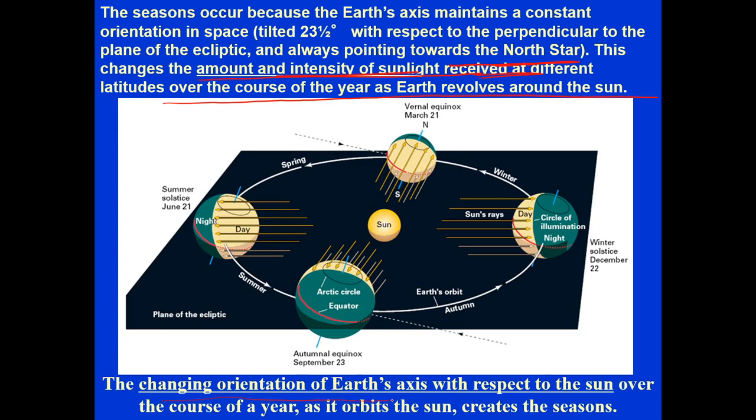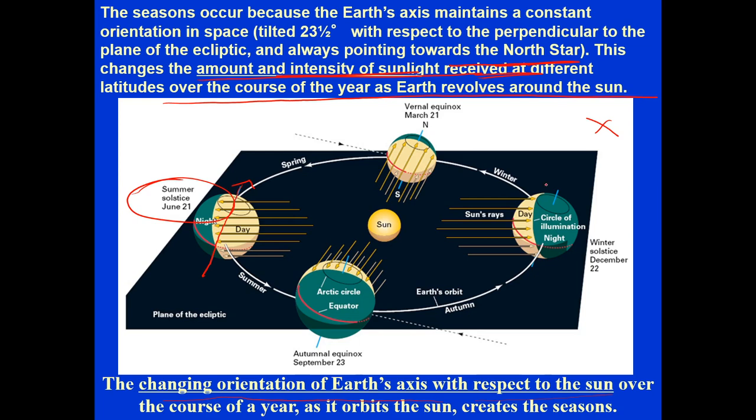The changing orientation of Earth's axis with respect to the sun over the course of the year is shown right here. Look at our axis here. You see how the axis is pointed towards the sun. When it is pointed directly towards the sun, that is what's called the summer solstice. The summer solstice occurs on June 21st. That's when we receive the most sunlight, the longest day. It's the hottest, longest day of the year.